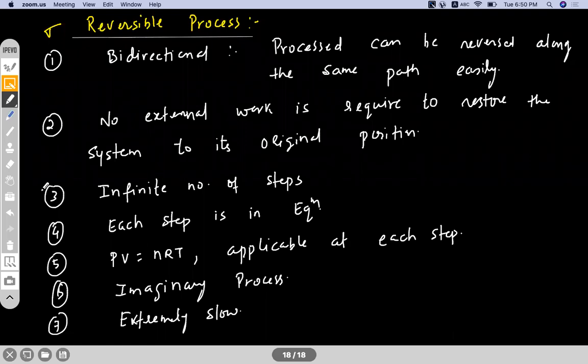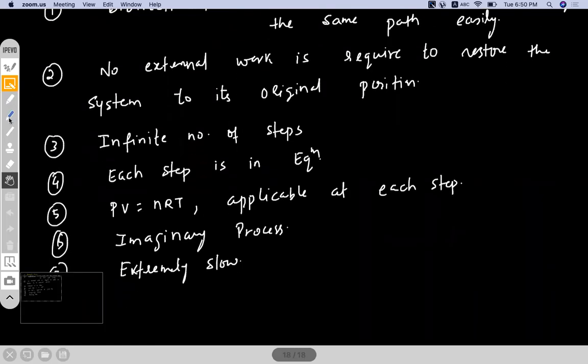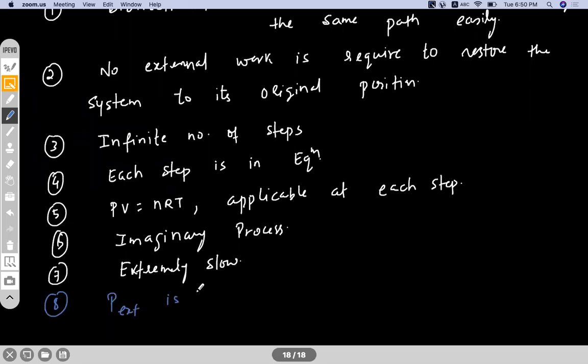right? And the most important property which we use in derivation of work done also, that is P external is not constant. Any doubt? Let me know.